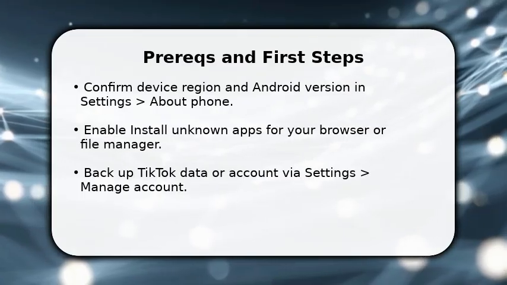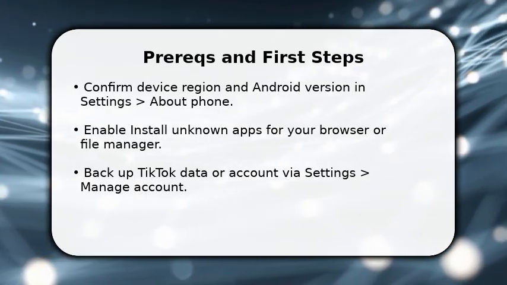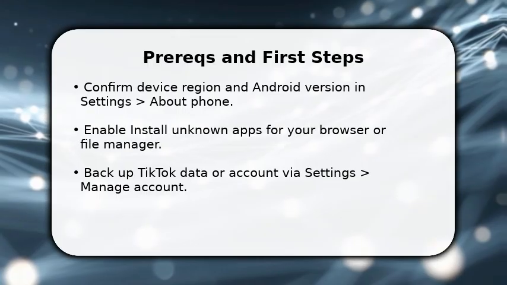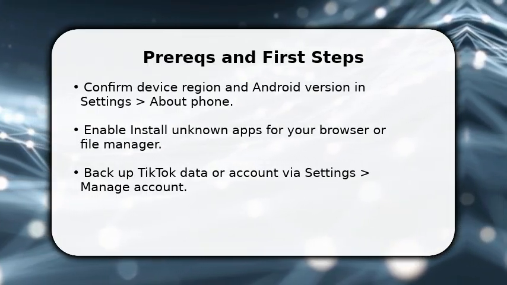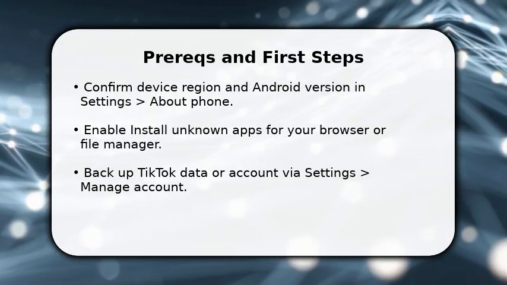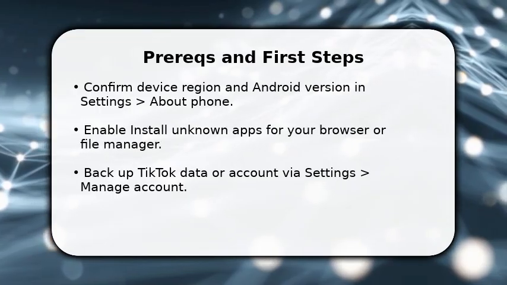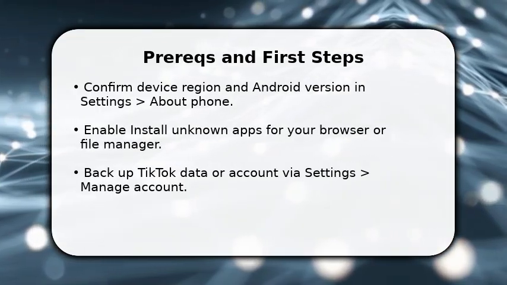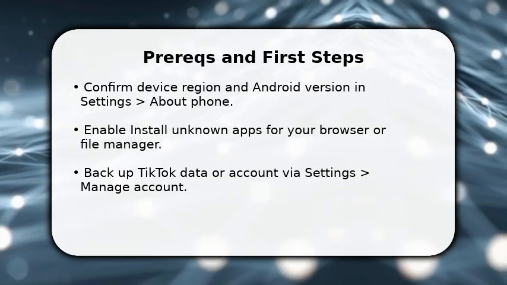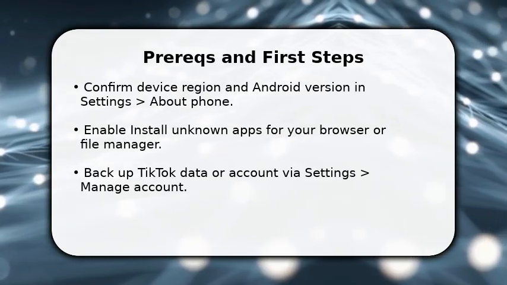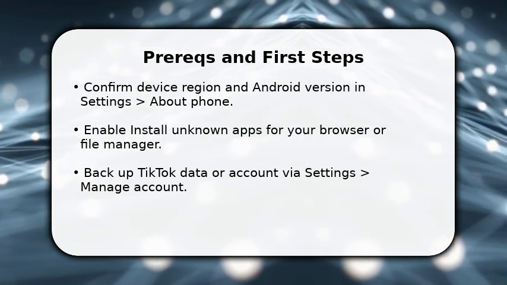You need a couple quick checks before changing anything. Confirm your Android version and current device region, enable installing unknown apps for the browser you'll use, and back up your TikTok account. Once done, download a reputable VPN from the Play Store and install a region-compatible TikTok APK only if the store blocks it. Make sure you allow the APK installer one time. This prevents interruptions later.